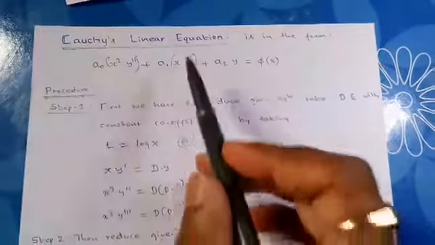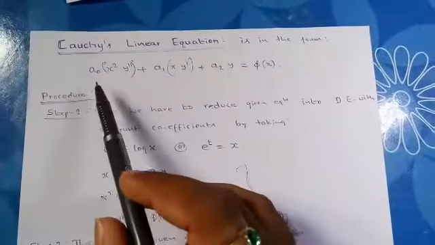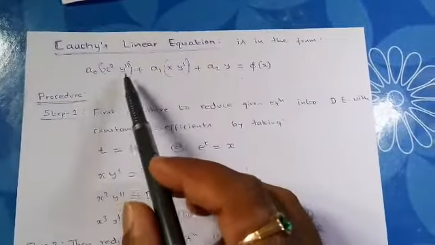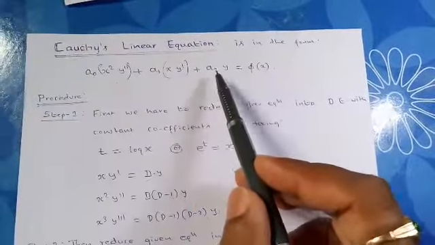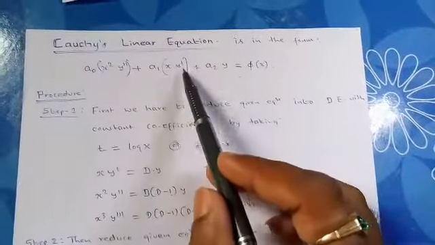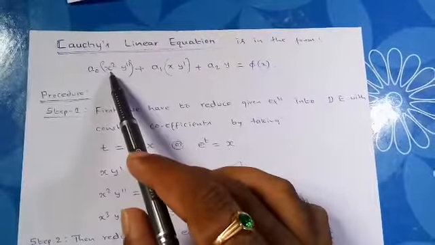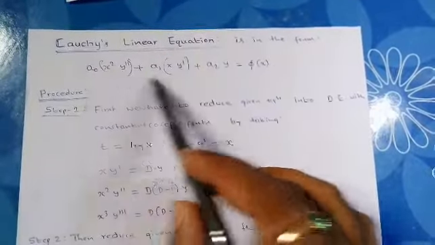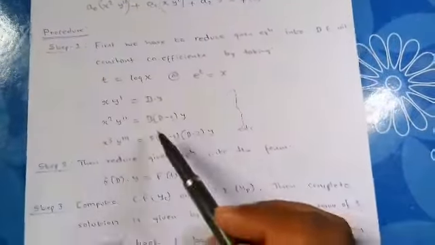Next, Cauchy linear differential equation. The Cauchy equation is given in the form a0 x^2 y'' + a1 x y' + a2 y = phi(x). Here observe that y' is multiplied with x and y'' is multiplied with x square. This equation is called Cauchy linear differential equation.